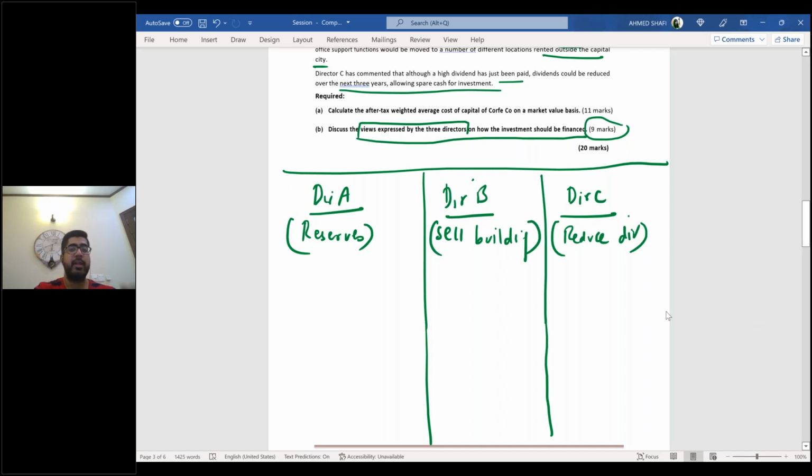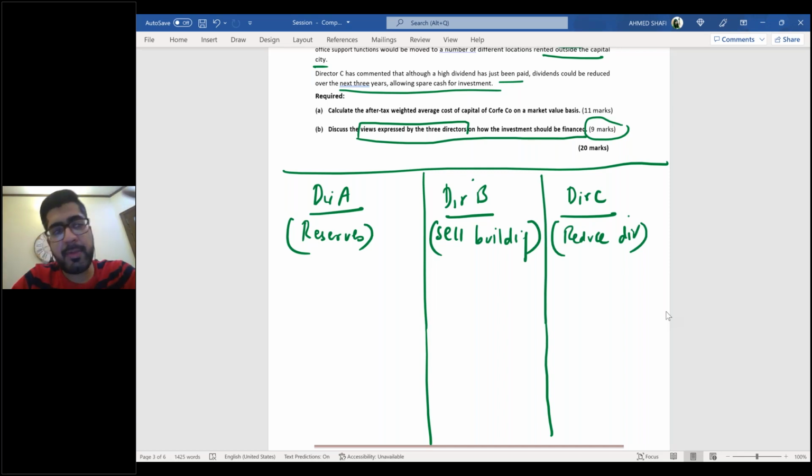Discuss the views. Now the view of Director A is use reserves. If someone says discuss his view, you need to state the pros and cons, advantages, disadvantages, agreements, disagreements, points in favor, points against his view. That's it. If I say F9 is very easy and ask you to discuss my view, you should write either you support this view or negate this view with justifications.